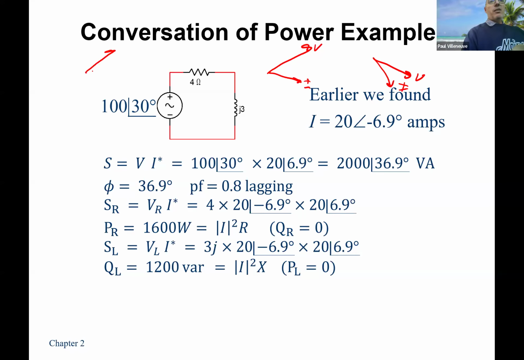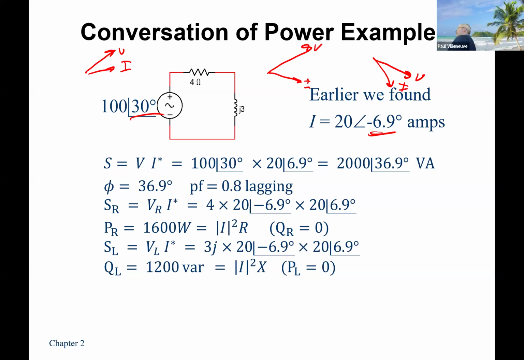That's still a lagging power factor, right? So I can't just look at the angles. I have to look at the difference in the angles. And is the current behind or in front of the voltage? Is the current lagging or leading the voltage? Clearly, when I look at the two, and when I draw my phasor diagram, I end up with a lagging power factor.